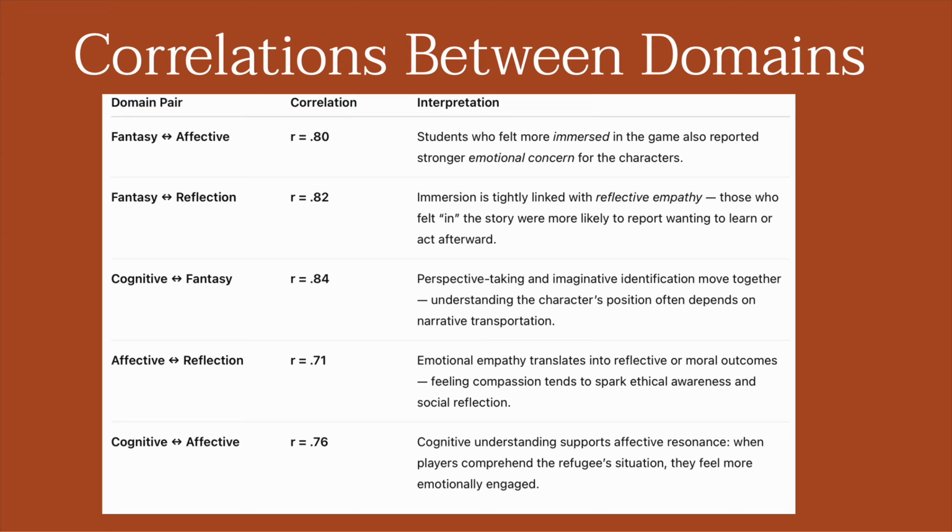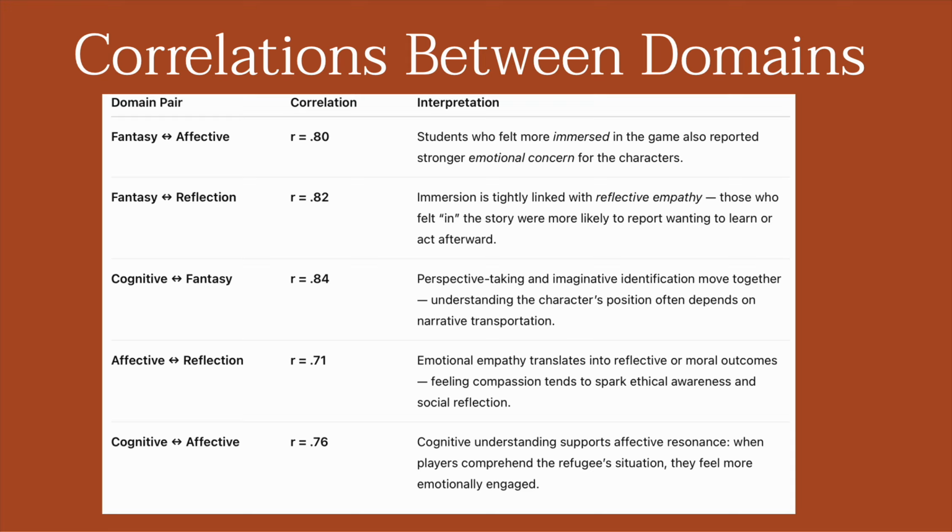So perspective taking and imaginative identification both move together, which means that understanding the character's position often depends on narrative transportation. If you buy into the fantasy, if you let yourself come into it, then you really start understanding the position and the, let's say, ambiguity of some of the moral decisions that Noor has to make. You fall more in line with that when you buy into the fantasy of what's happening. That's that narrative transportation.